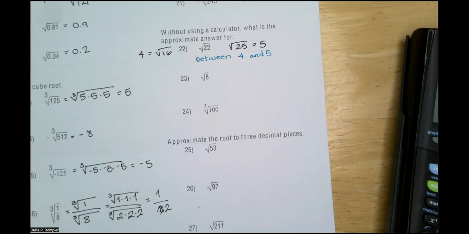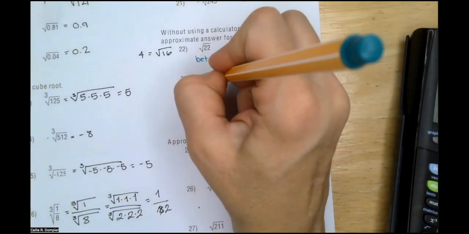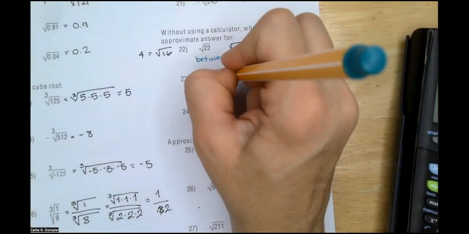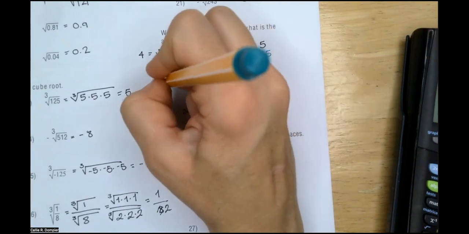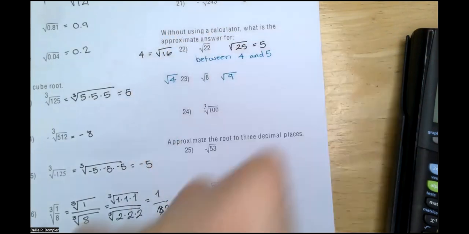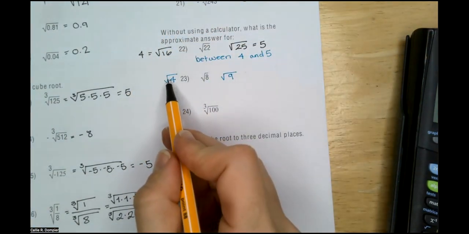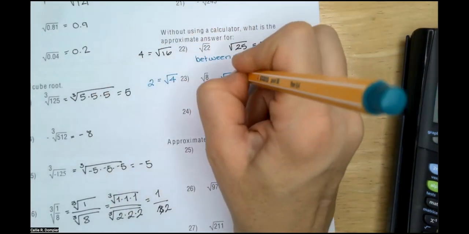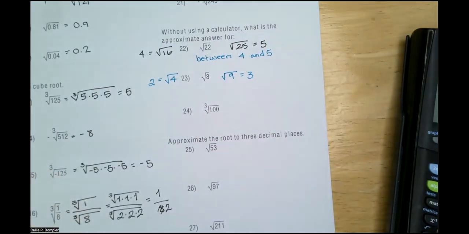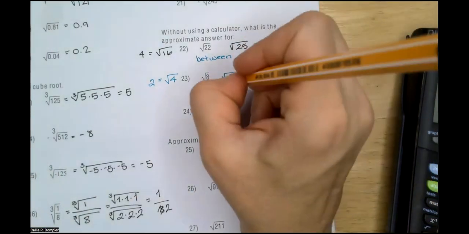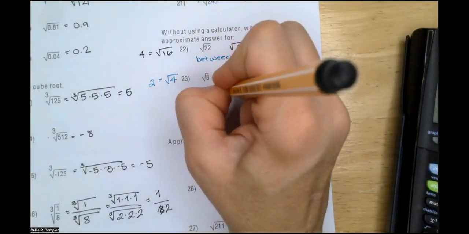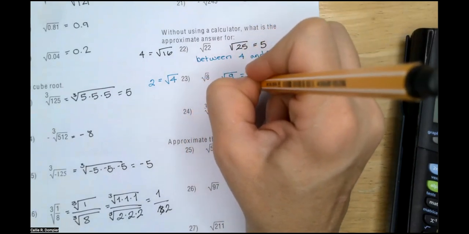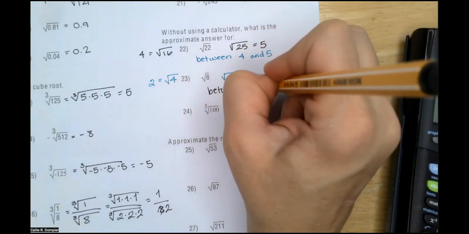The square root of 8 is between the number 4 and the number 9. So the square root of 8 is between the square root of 4, which is 2, and the square root of 9, which is 3. So we're going to say that the square root of 8 is between 2 and 3.